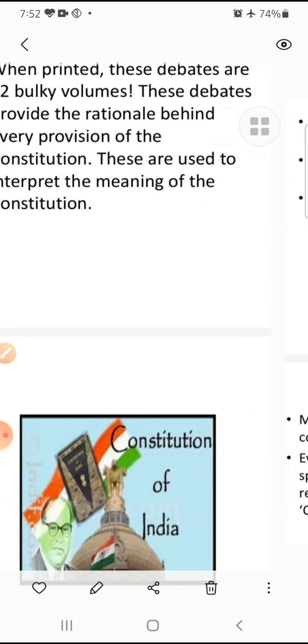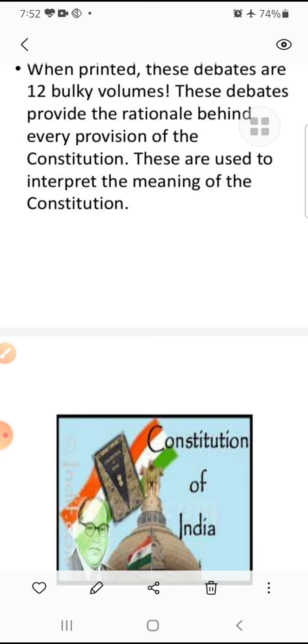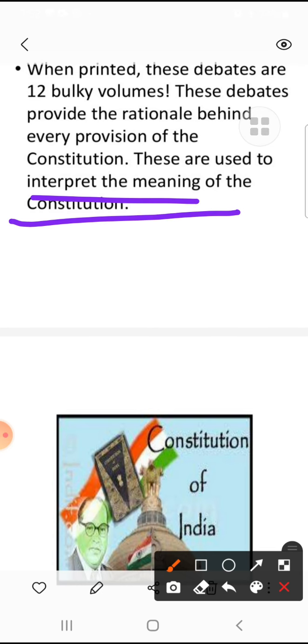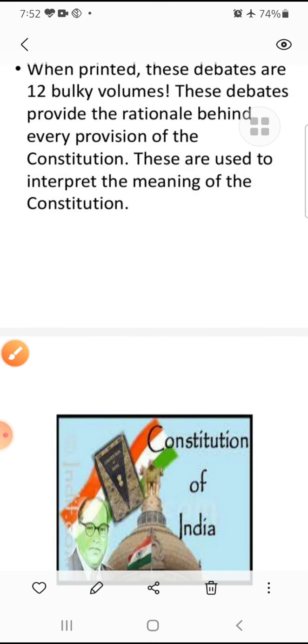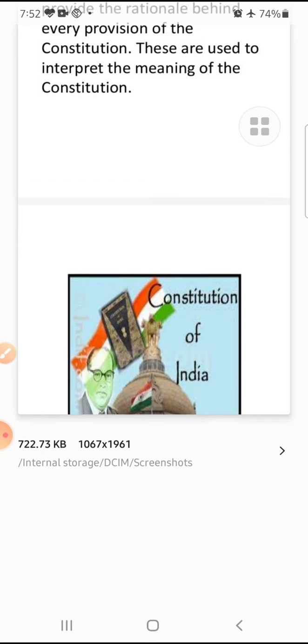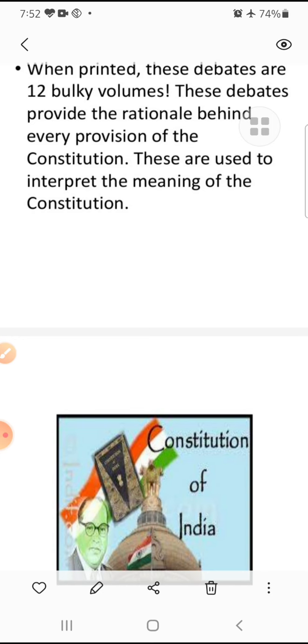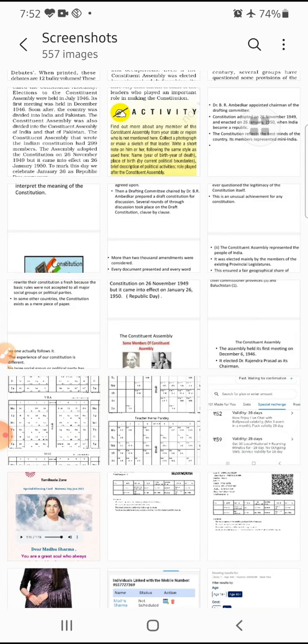So as we recently read about the Constitution of India, this beautiful picture has been given for you. We can see this, and we know the important thing is that these debates are in 12 bulky volumes, and they are used to interpret the meaning of the constitution. So this was all about this particular topic, the Constituent Assembly.